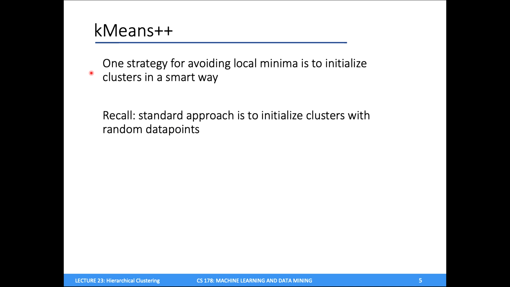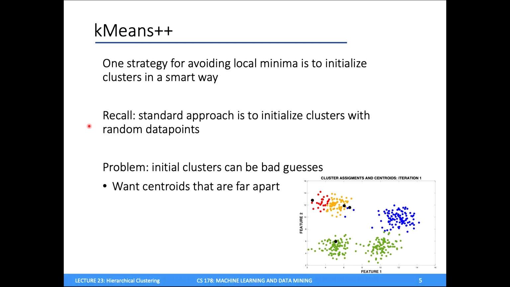One strategy that we can employ to avoid this local minimum problem is to instead initialize our clusters in a bit of a smarter way. So rather than just randomly picking a few data points as our cluster centroids, we're going to do something a little bit smarter here. And the idea is we want cluster centroids at initialization to be far apart from one another. Intuitively, if we have 2 data points that are nearby, well, they're probably in the same cluster. And so ideally, we would like our centroids to be further apart, at least at initialization.